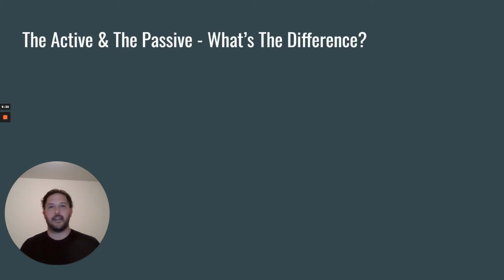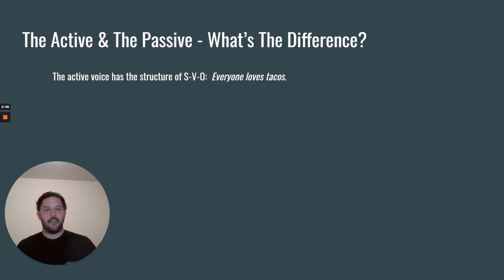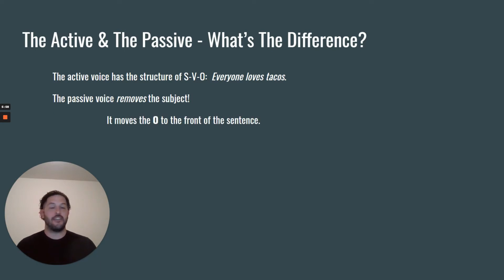So the active and the passive, what exactly is the difference? Well, the first one is that the active has SVO, subject, verb, object. And again, here's my example. Everyone loves tacos, right? Maybe not everyone, but 99% of people love tacos. Okay, the passive voice removes the subject. Okay, so everyone loves tacos, everyone goes away. All right, and then the object moves to the front of the sentence. So tacos comes forward.